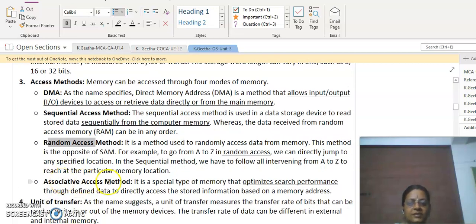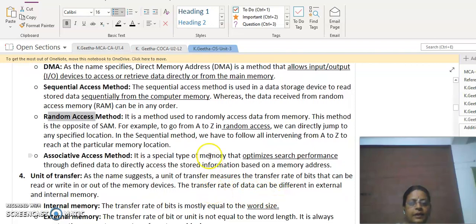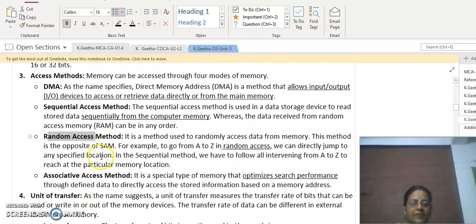Here, associative access is going to be a special type of memory which always claims to be optimizing the search performance. How it is optimizing the search performance, maybe that concept will be discussed later in the last of this chapter under the topic associative memory. Okay, then based on these access methods, we have these classifications.